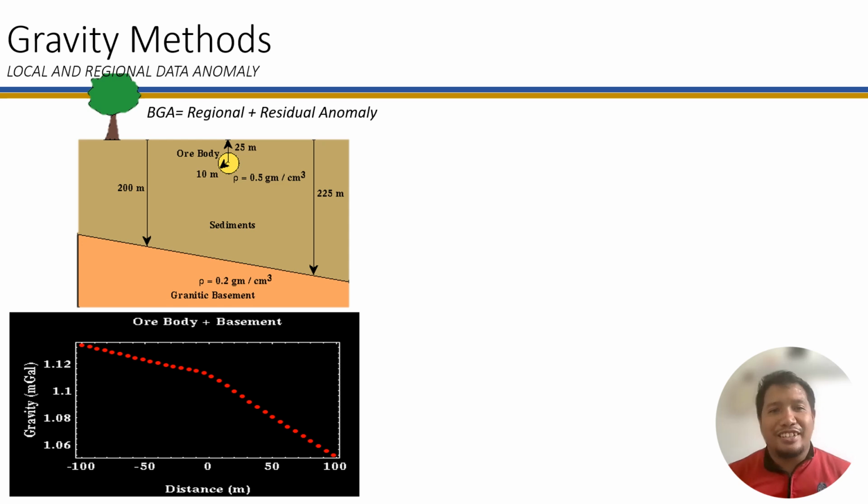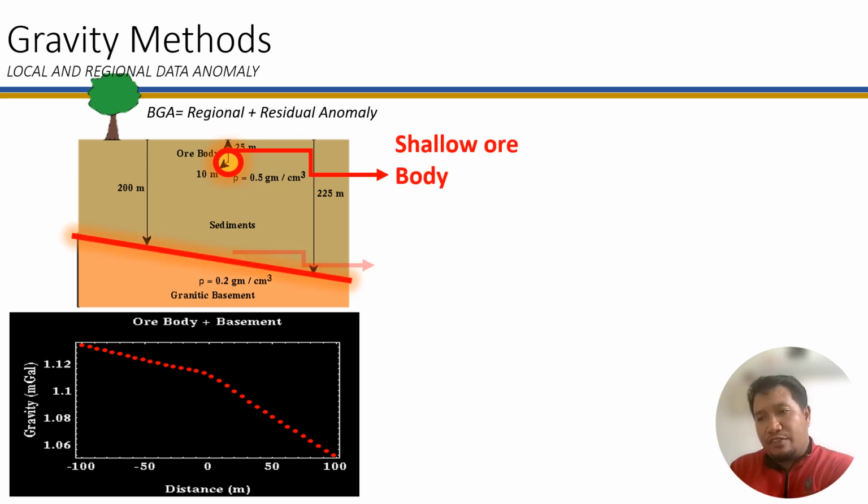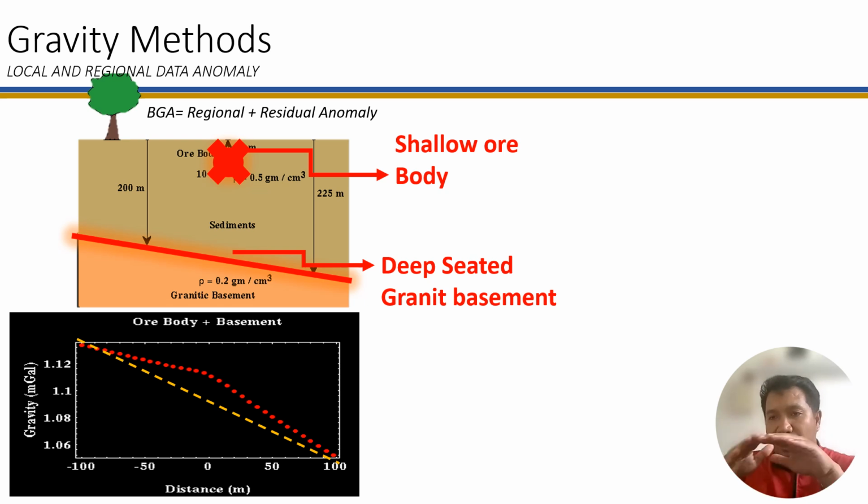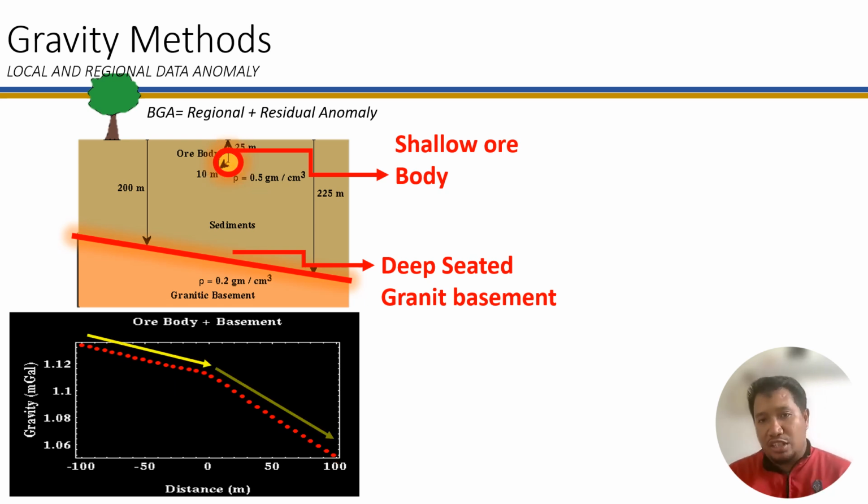Once more, the resultant data comprises both high and low frequencies. To understand this concept better, consider this example. The image shows the subsurface containing a shallow ore body with higher density, 0.5 g/cc, and a deep-seated granitic basement with lower density, which is 0.2 g/cc. The profile of the Bouguer anomaly illustrates the response of both the ore body and the basement. Without the ore body, the response would simply follow the trend of the granitic basement, which is tilted to the right. However, the presence of the ore body deflects this trend.